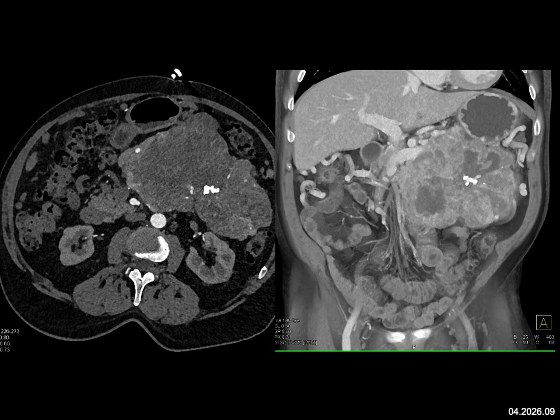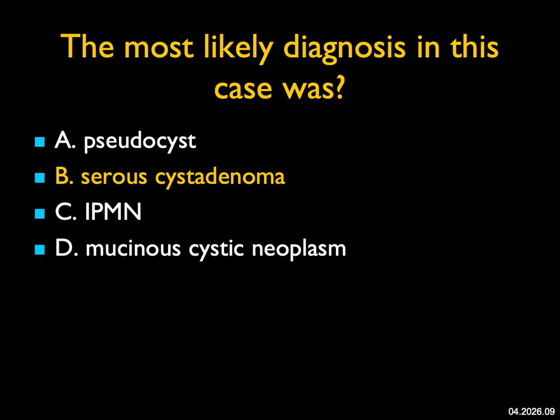This is more of a classic serous cystadenoma. Large, complex cystic lesion with septations and central calcifications. Just a classic serous cystadenoma.